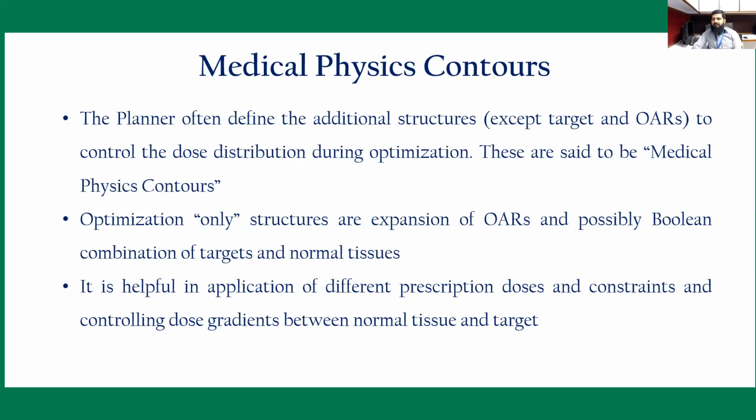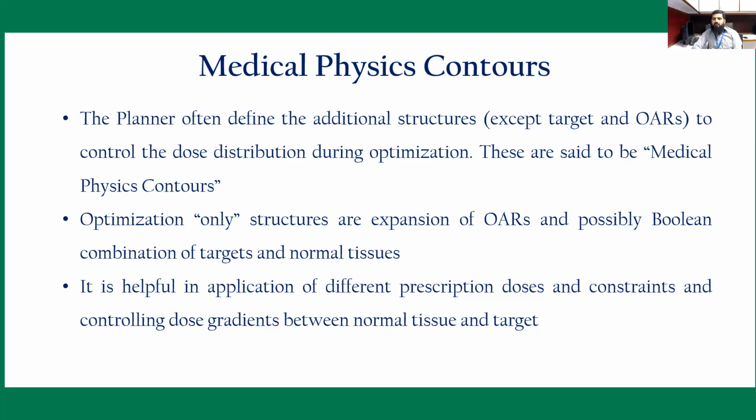So these are the medical physics contours. I'm hopeful that my dear medical physicists will not be scared of this heading, medical physics contours. There is a little bit of work which should be included, but what is a medical physics contour? The planner often defines additional structures, except target and OARs, which are primarily contoured by the physician or the residents, and which are used in the optimization. So except for the target and the OARs, we have some other structures which are used in VMAT optimization. They can be called medical physics contours.